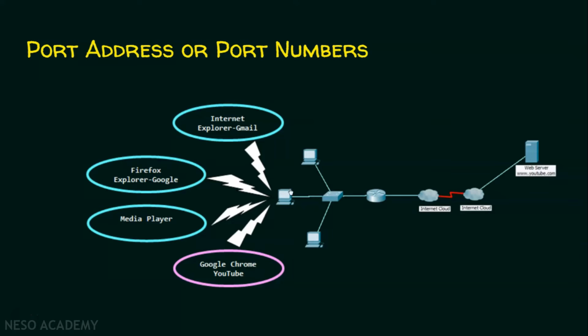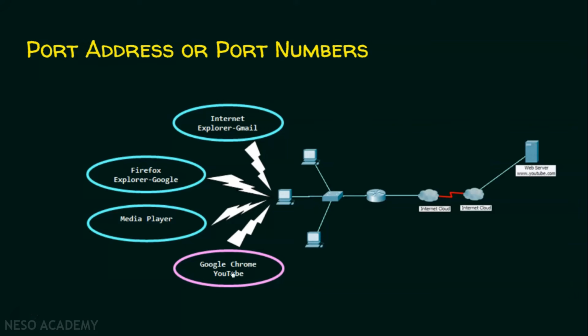Say, in this node in the local area network, this end device, there are so many processes running. One is Internet Explorer, which is accessing gmail.com. Another process is Mozilla Firefox or Internet Explorer, where a Google page is opened. And a media player is running on this computer. And there is another process which is accessing YouTube on this computer.